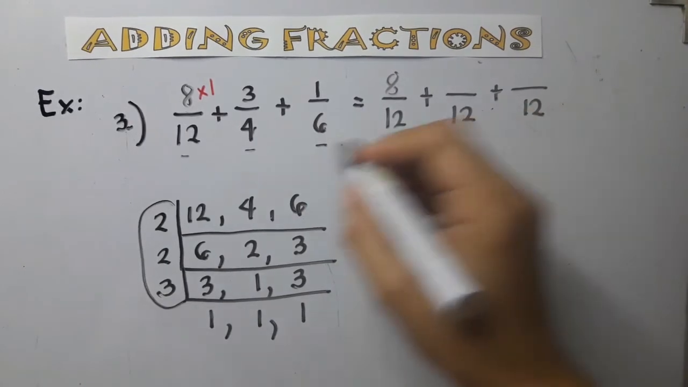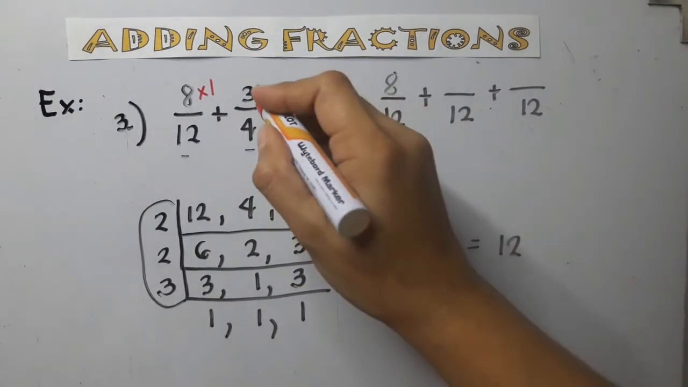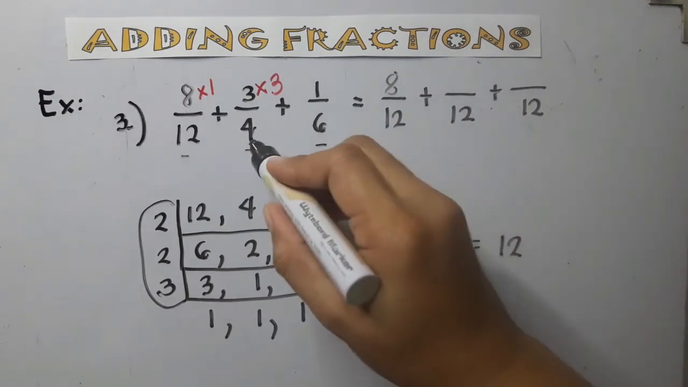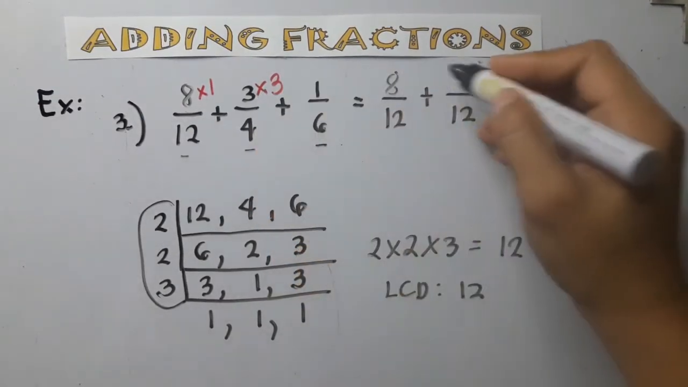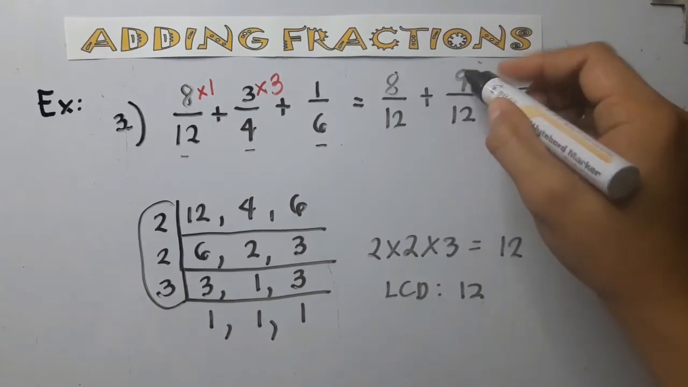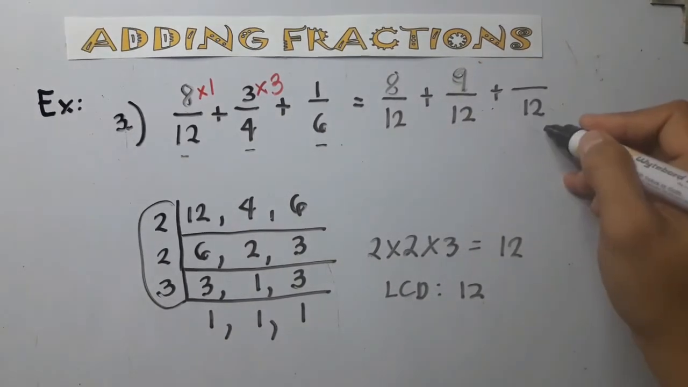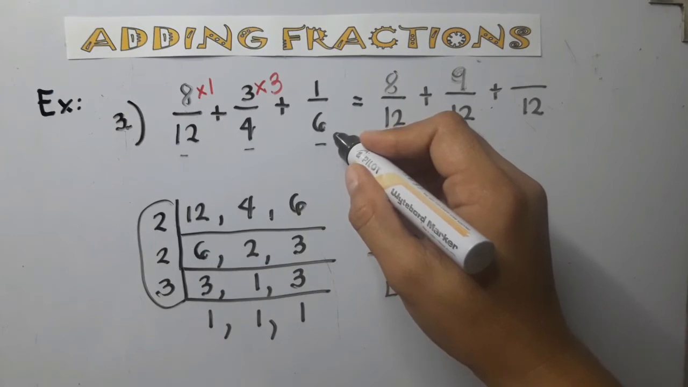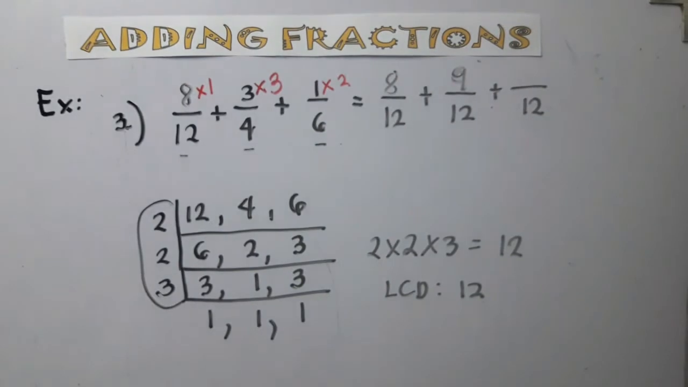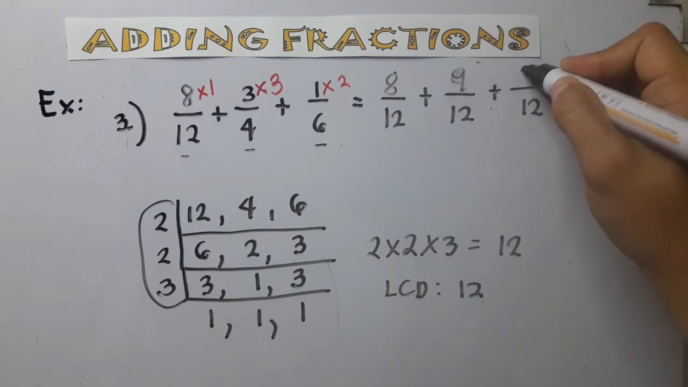Then 12 divided by 4 is 3. So we're going to multiply this one by 3. So again, 12 divided by 4 times 3, that is 9. Then, 12 divided by 6 is 2. So we're going to multiply this one by 2. Again, 12 divided by 6 is 2. So 1 times 2, the answer here is 2.